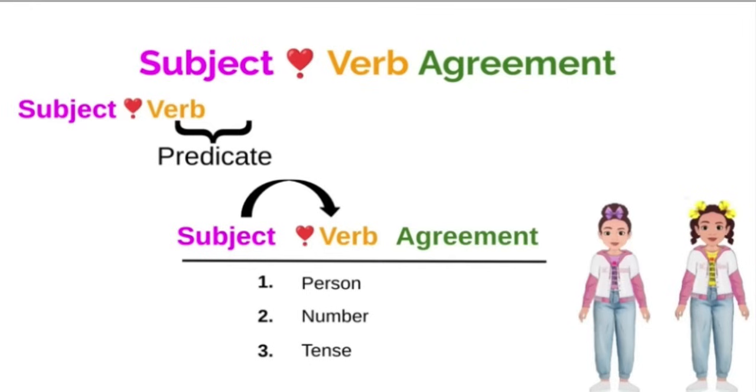Now, what is a predicate? The predicate includes the verb plus additional information about the subject. There we go. The predicate includes the verb plus additional information about the subject.